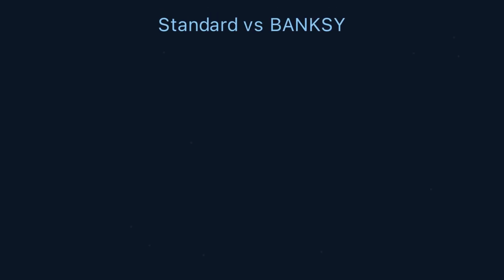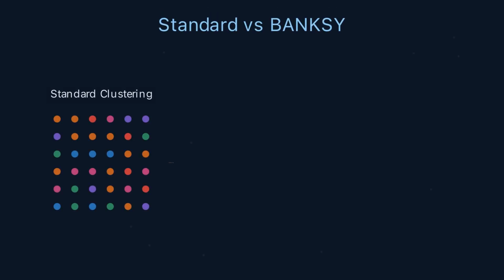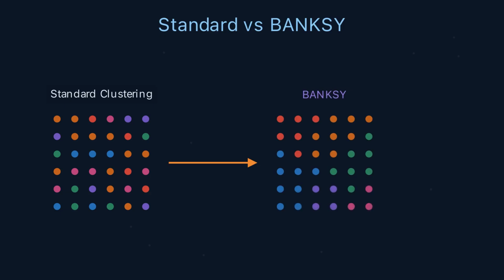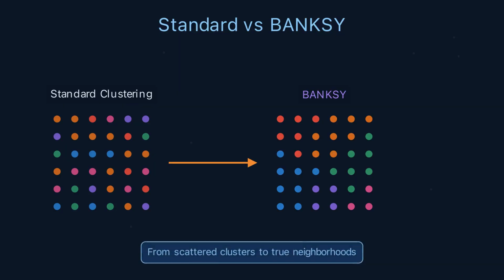Let us compare directly. Standard clustering produces scattered, salt and pepper appearance, cells of the same type sprinkled across the tissue. Banksy produces clean, contiguous domains that respect tissue architecture. The difference is dramatic, from demographic groupings to true neighbourhoods.